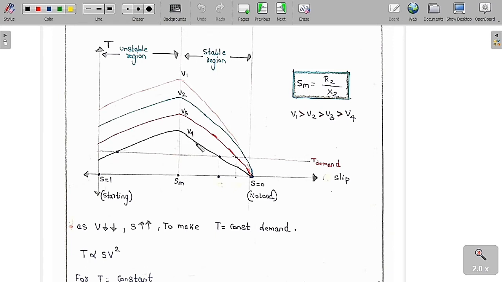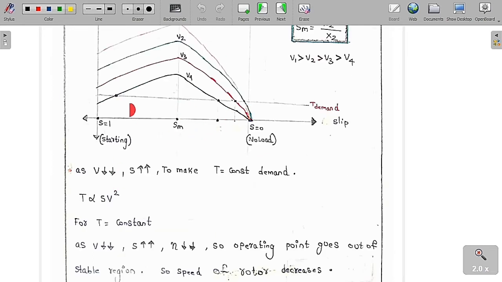Whenever you increase the supply voltage, the starting torque will increase, the maximum torque will increase, and the full load torque also increases. Full load torque means this region, so full load will be somewhere here. Slip at maximum torque is equal to R2 by X2, where R2 is the rotor resistance at standstill, and X2 is the rotor reactance at standstill. From this diagram we can say V1 is always greater than V2, V2 is greater than V3, and V3 is greater than V4. This is the point that you always have to remember for your lifetime. Whenever the supply voltage increases, the starting torque, the full load torque, and the maximum torque increase.